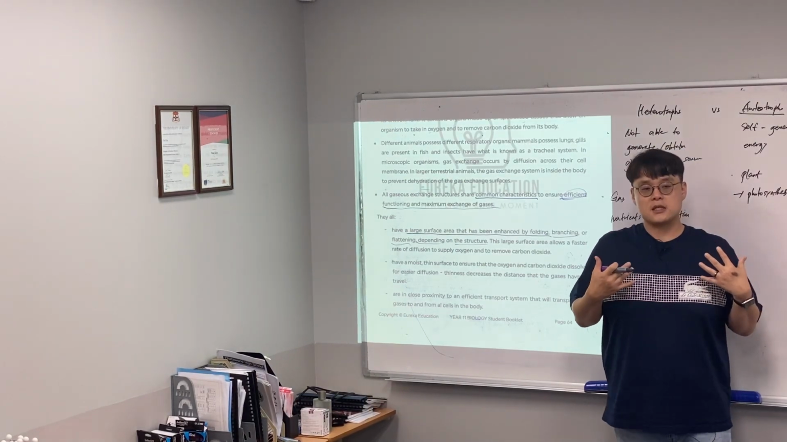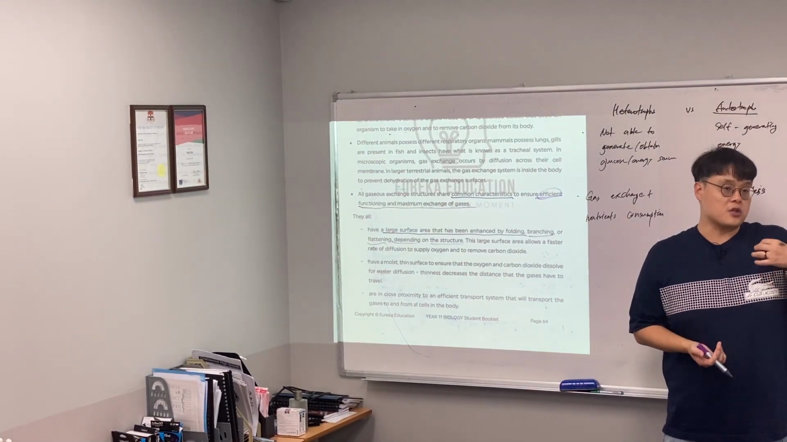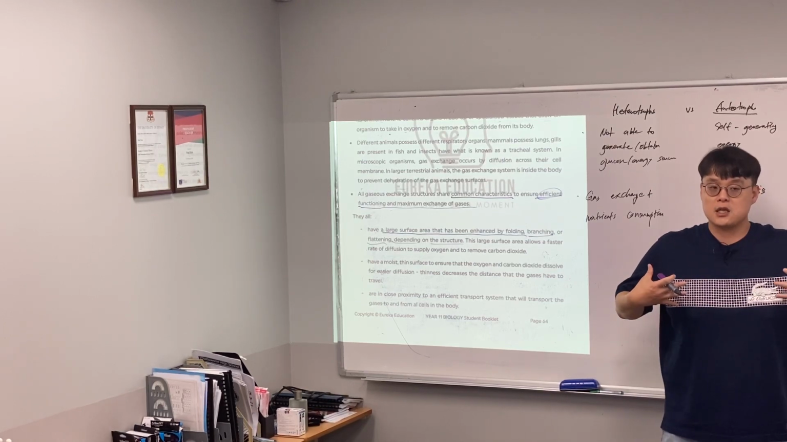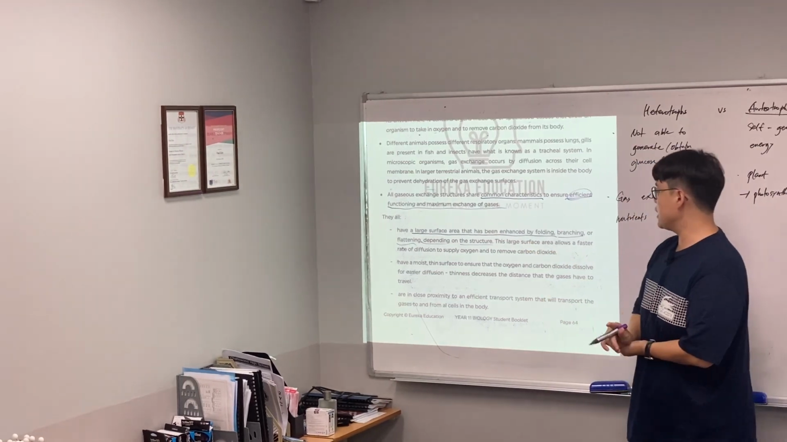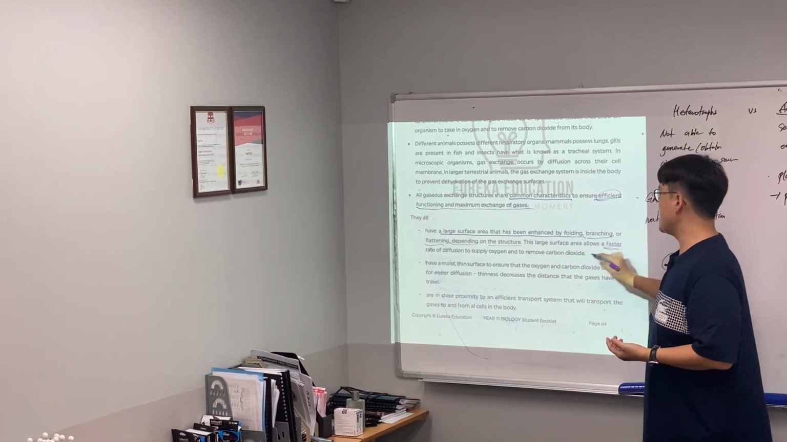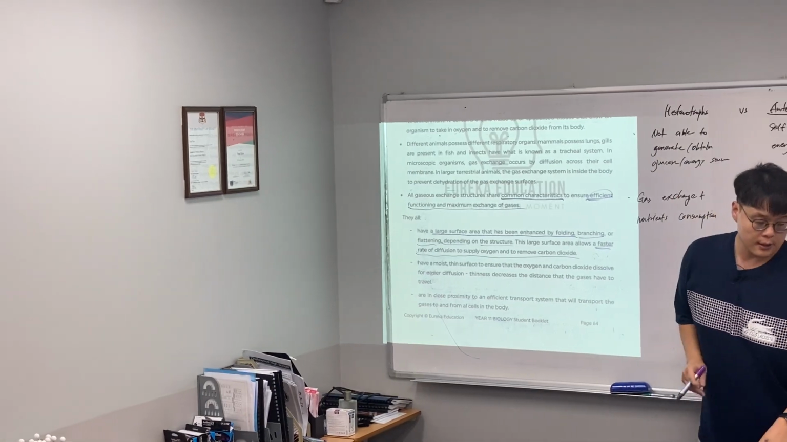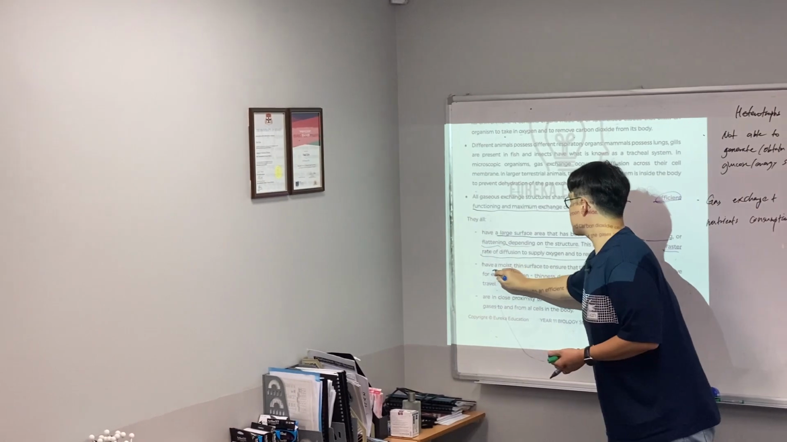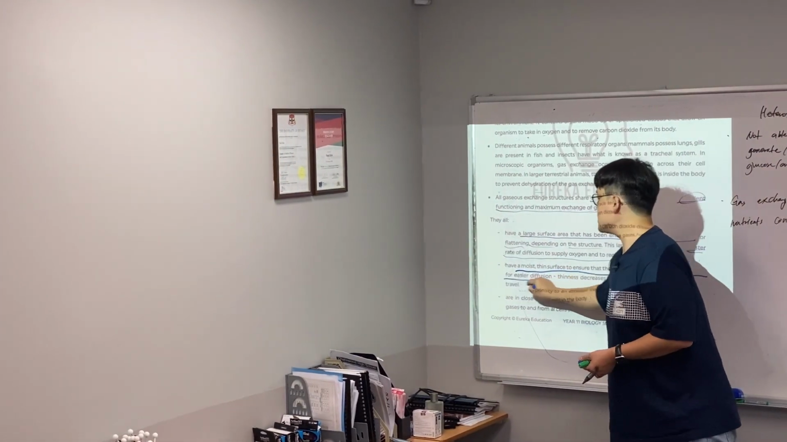It kind of emphasizes the importance of gas exchange in your body as well. It is very simple. If you just can't breathe, you die. That's it. So you need to have a really big capacity of the lungs to ensure that we get good gas exchange. It's also proven in here. So we have a large surface area, which allows a faster rate of diffusion to supply oxygen and to remove the carbon dioxide. Two, have a moist, thin surface to ensure that oxygen and carbon dioxide dissolve for easier diffusion.